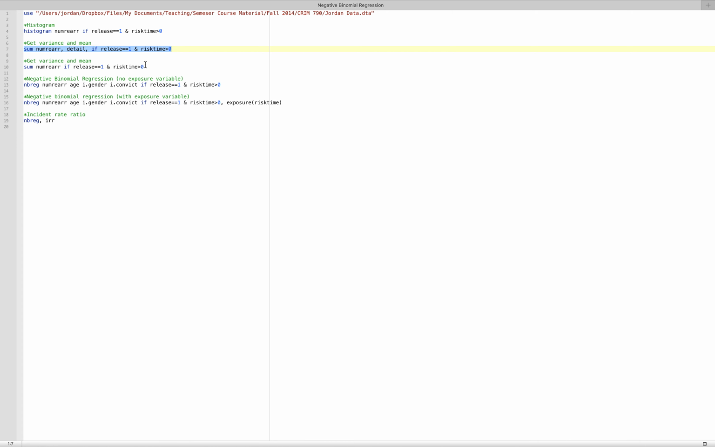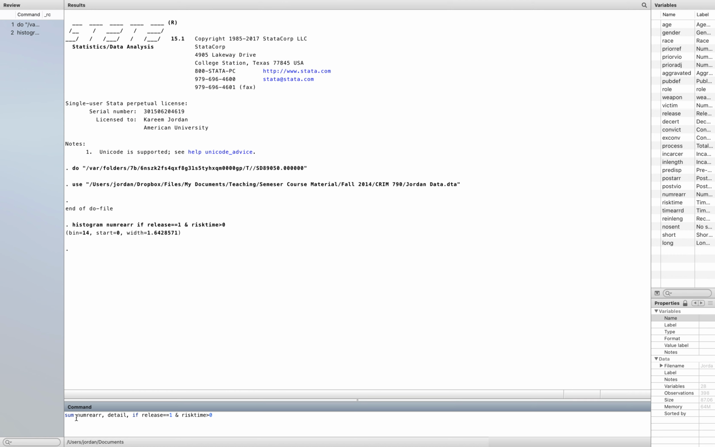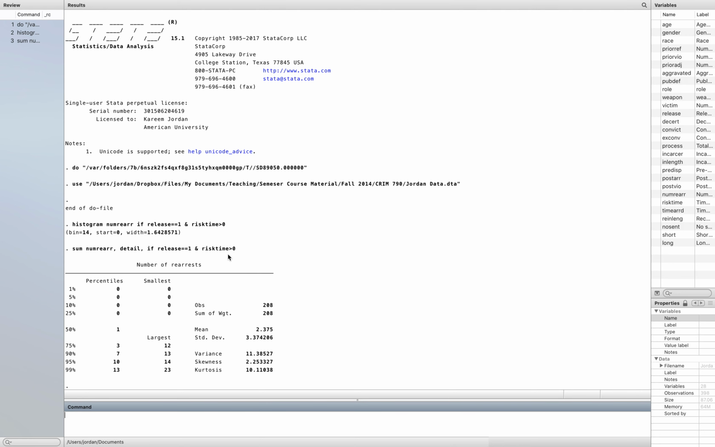So if you put in the number of rearrests, comma, detail, and I'll tell you why to put the detail function if you choose. Then, making sure we're looking at the same subset of data, release equals 1 and risk time is greater than 0. If you do that, you will get some descriptives for number of rearrests.